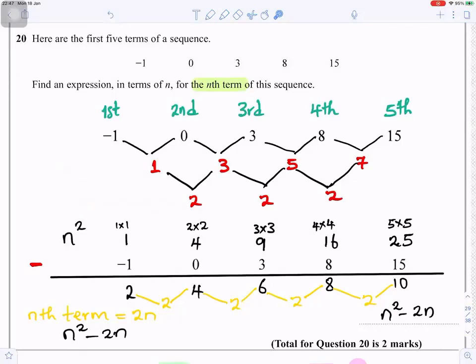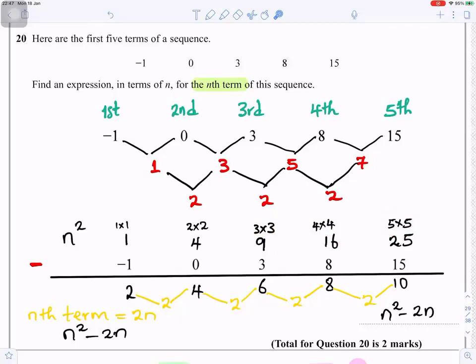Now we want to find n squared. Now that it's a quadratic, it has to be with a squared. So we want to find n squared. 1 squared is 1 times 1 is 1. 2 squared is 2 times 2 is 4. 3 squared is 3 times 3 is 9. 4 squared is 4 times 4 is 16. 5 squared, 5 times 5, 25.